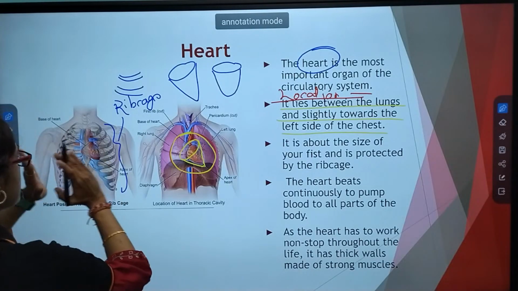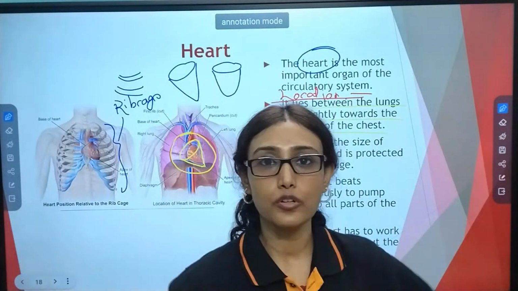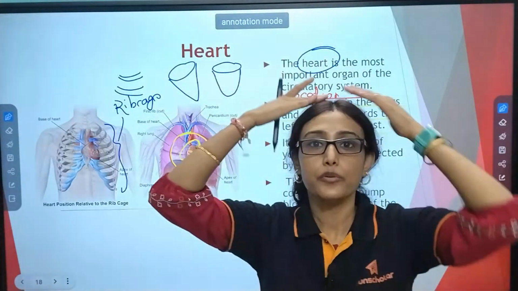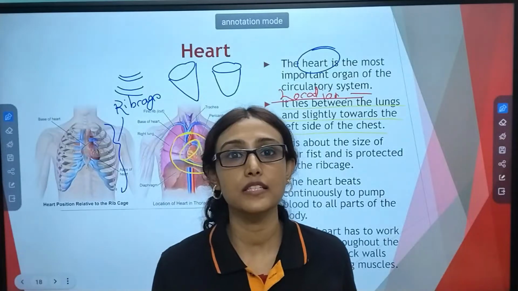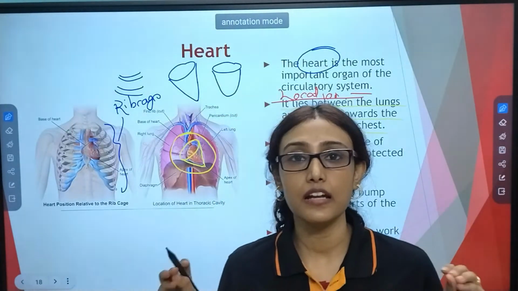Why is there a rib cage surrounding the heart? Why do you wear a raincoat? Why do you wear clothes? Why do you have hair? You have all these features. Why? To protect yourself from external damage.